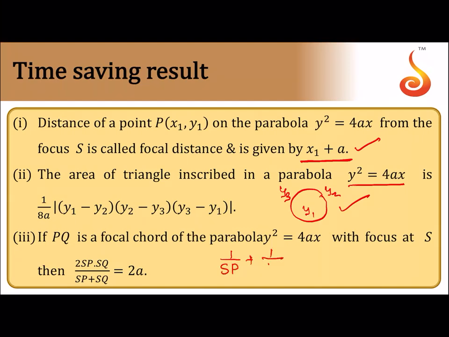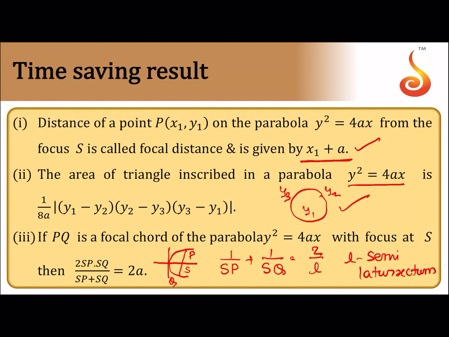Now for any conic, 1 by SP plus 1 by SQ is equal to 2 by L. L is called the semi-latus rectum. What do you mean by that? Suppose this is the case of a parabola. I will join this. This is the focus, this is P and this is Q. Very important result: 1 by SP plus 1 by SQ is equal to 2 by L, where L is the semi-latus rectum.